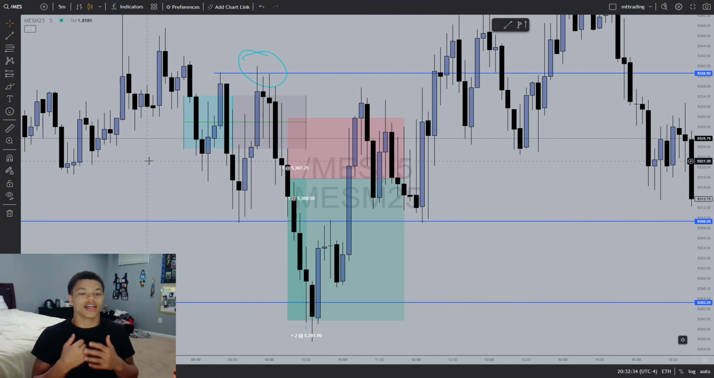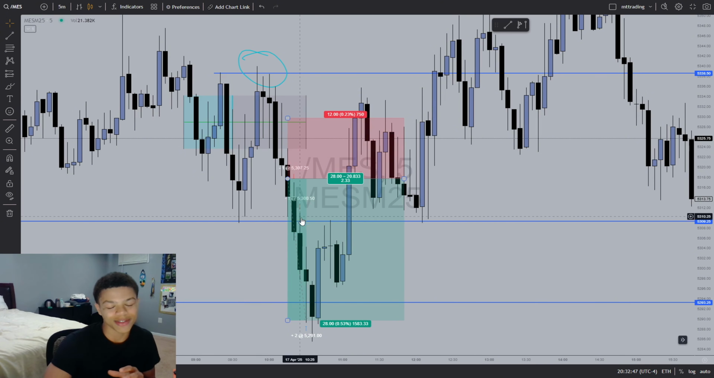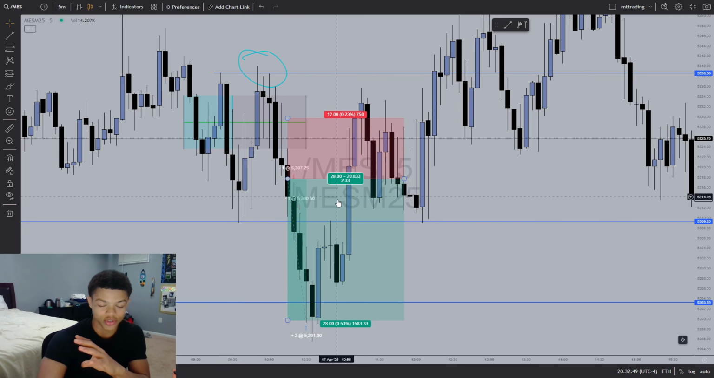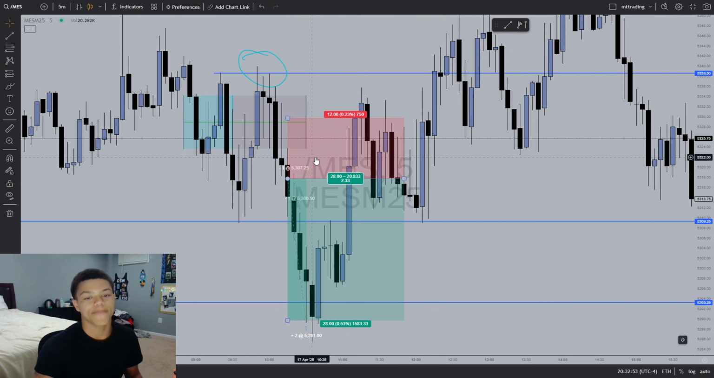Alright, that's where a lot of this discipline comes in, because you're like, oh, it's breaking out, I want to get an early entry. No, Daniel son. No. That's not how it works. So we want to see that 5-minute candlestick close outside of that break of structure, and then we are going to enter into the trade, right?